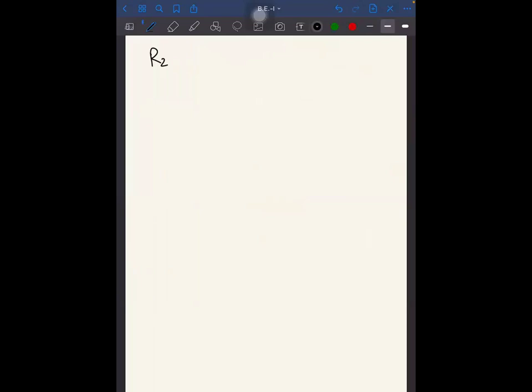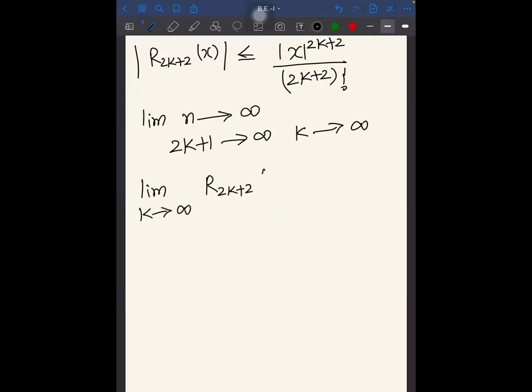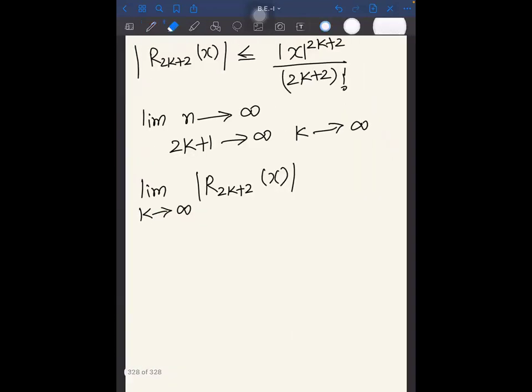So anyways, your R2k plus 1 of x is nothing but is less than equal to mod x raised to power 2k plus 2 upon 2k plus 2 factorial. So now you take limit n tends to infinity. That means you take 2k plus 1 tends to infinity. That means you take k tends to infinity. So if you take limit k tends to infinity. Sir, अब पे R2k plus 2 की जगह R2k plus 1 नहीं आना? Yes. Sorry. It was 2k plus 1. Yeah. Thanks for the correction.